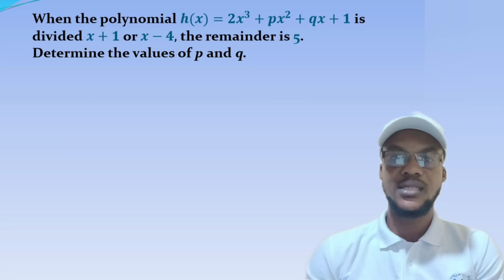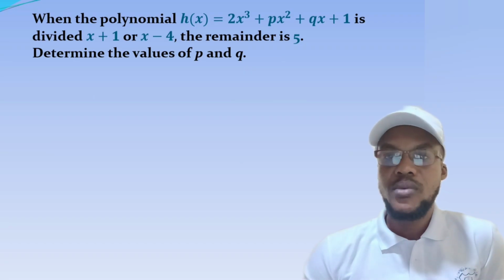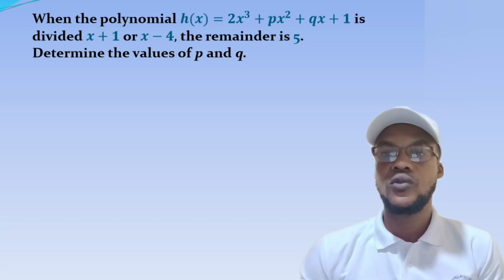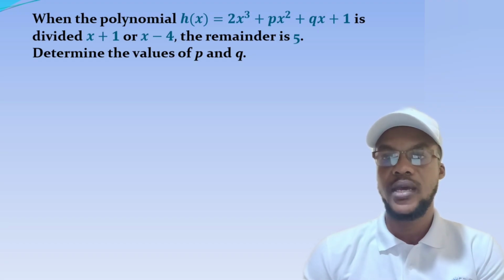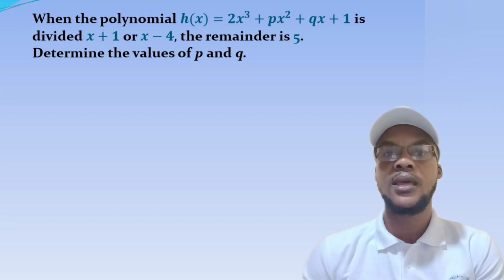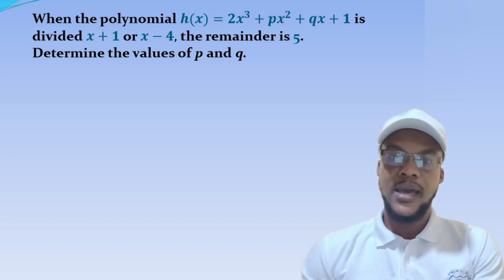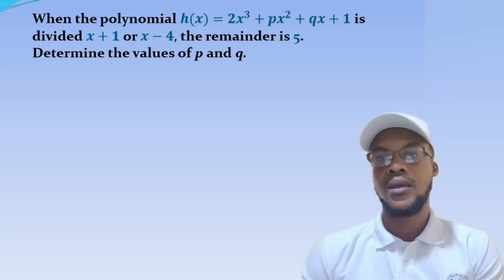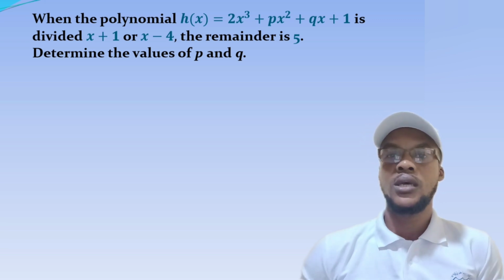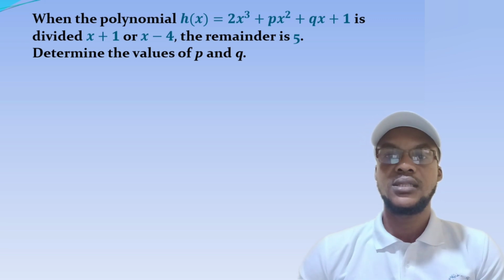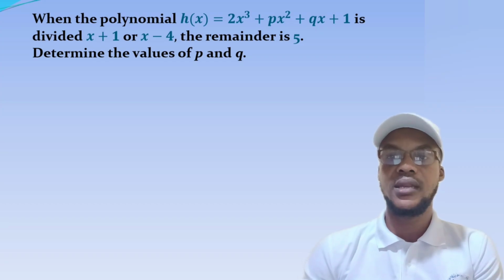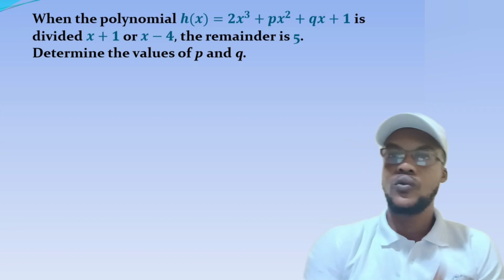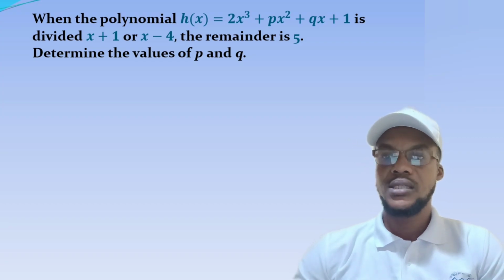In this question, we are saying that when the polynomial function, that is h of x, given as 2x cubed plus px squared plus qx plus 1, is divided by x plus 1 or x minus 4, the remainder is 5. So here we are to determine the values of p and q. That is what is given in this question. So we are going to look at it quickly.